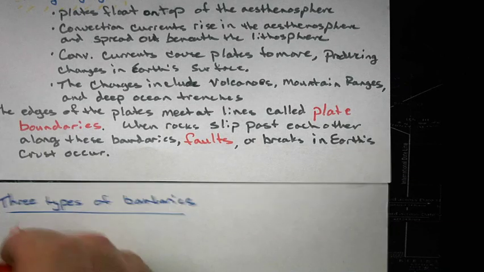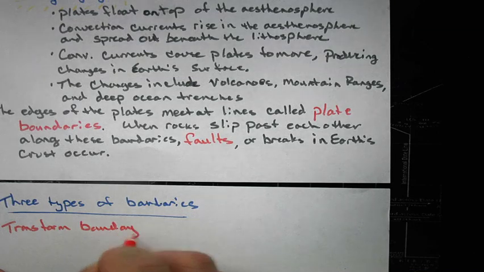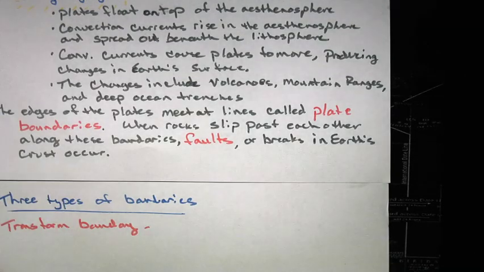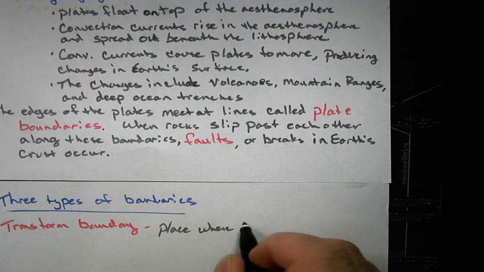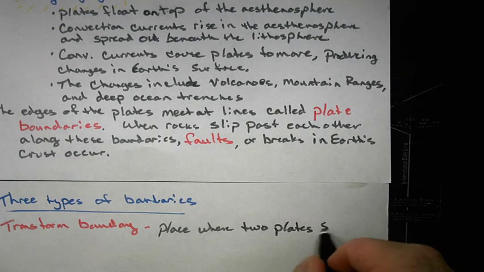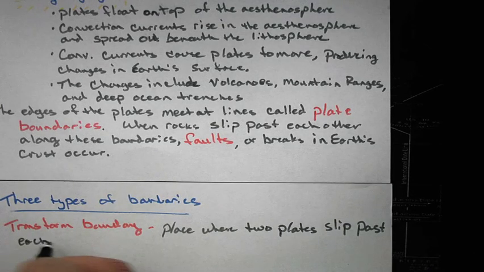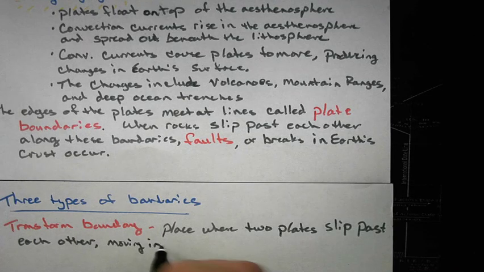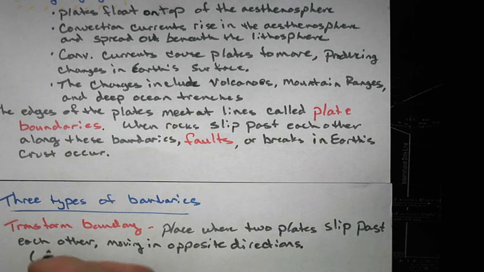Okay, we have a transform boundary. That's a place where two plates slip past each other, moving in opposite directions. A transform boundary is where we have frequent earthquakes.